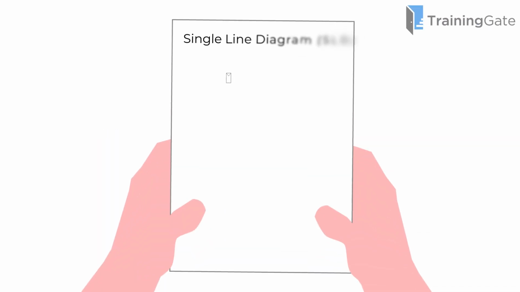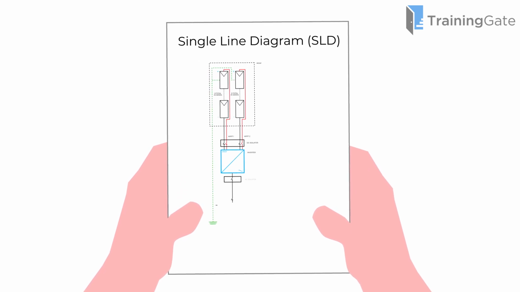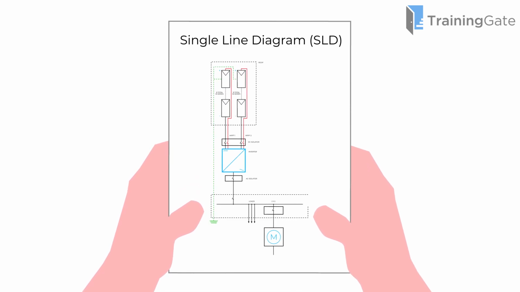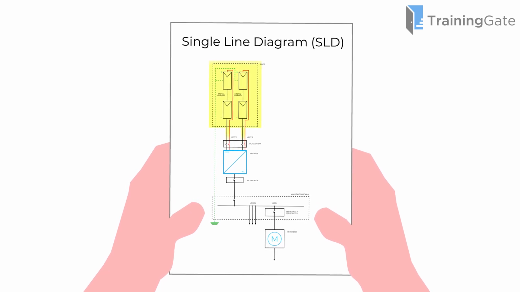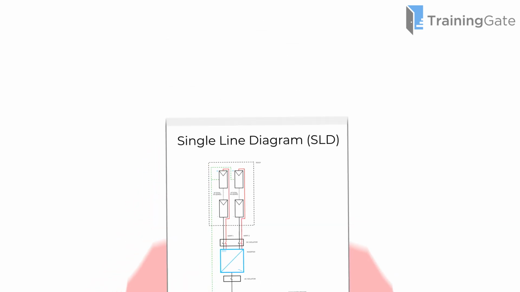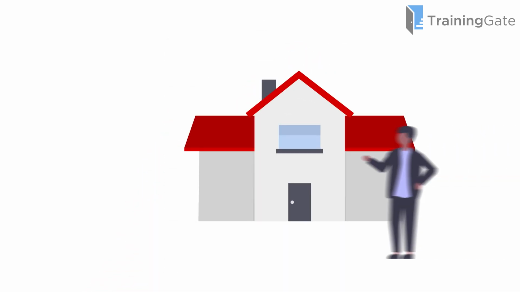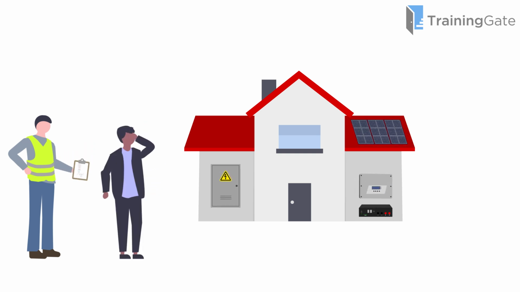A single-line diagram, or SLD, is a simplified schematic representation of an electrical system. It shows how electrical power flows from the source to the loads using single lines and standard graphic symbols. SLDs are especially important in solar and battery systems, helping electricians and designers visualize connections between key components such as PV arrays, inverters, batteries, switchboards, and protection devices.